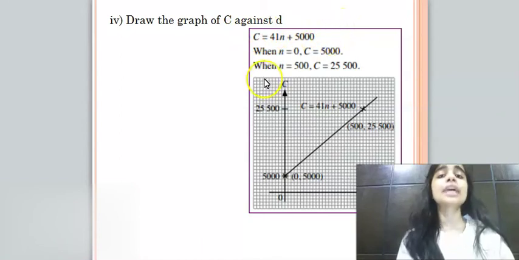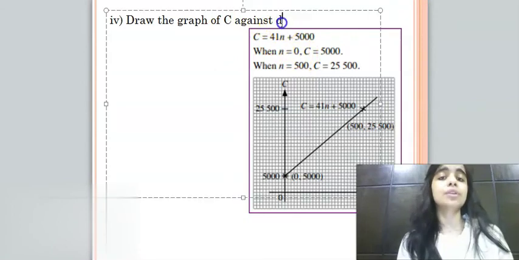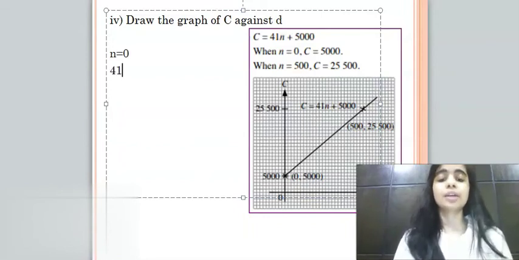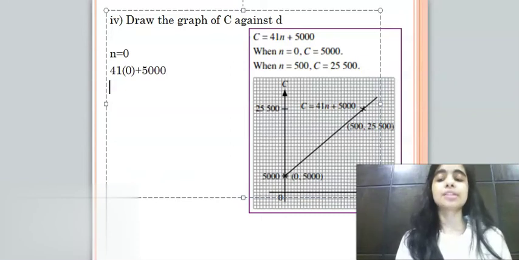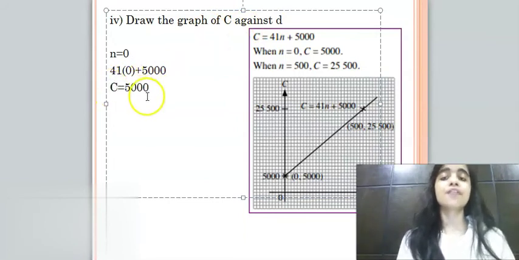Now we will take very easy values. So let's take n equals 0. So at n equals 0, 41 multiplied by 0 plus 5000. So 41 multiplied by 0 is 0. 0 plus 5000 will give us 5000. So at n equals 0, our C will be 5000. So we will plot one point here.